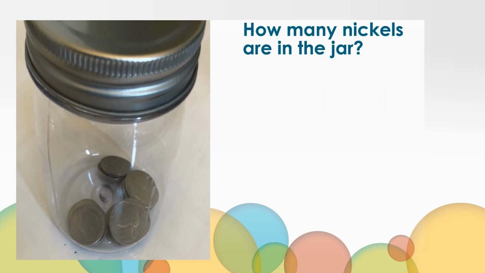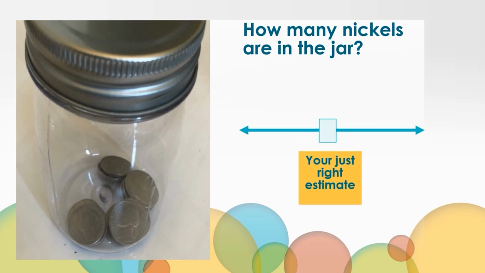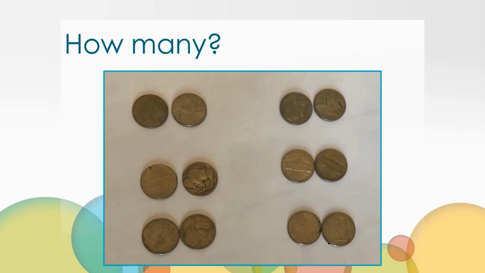How many nickels are in this jar? You're going to think about your just right number. Our too low would be 7 nickels since we just had 7 nickels. And our too high, maybe 15 is too high. Write down how many nickels you think are in this jar. How many?